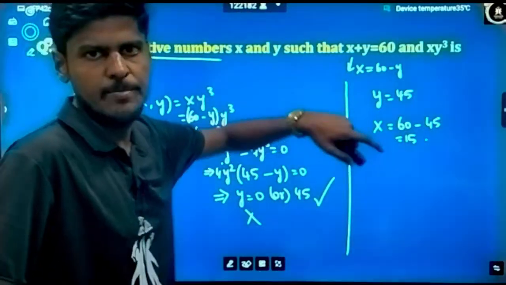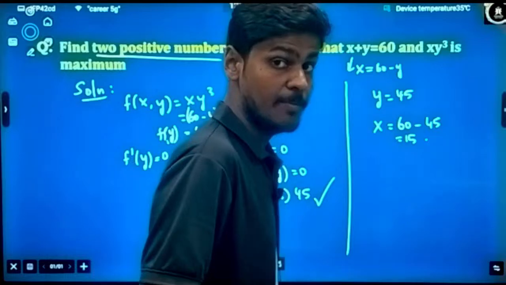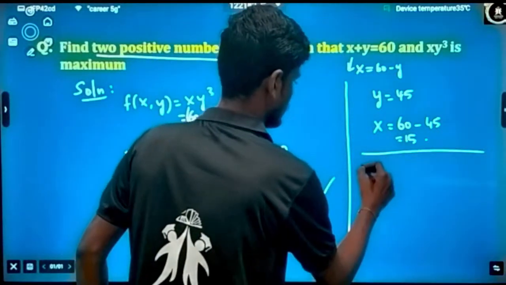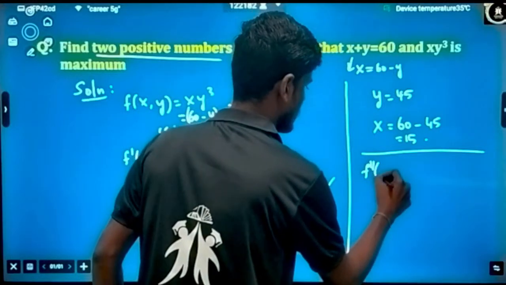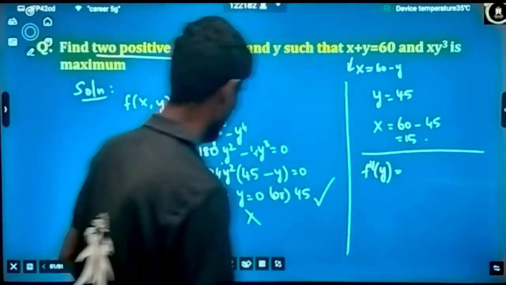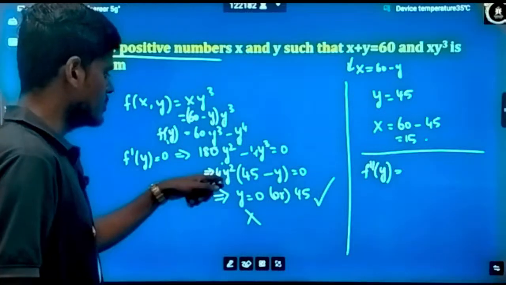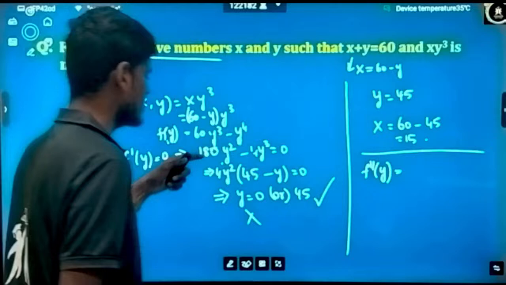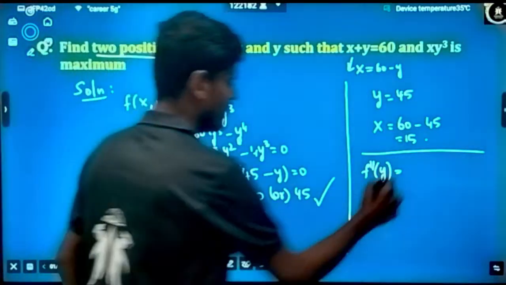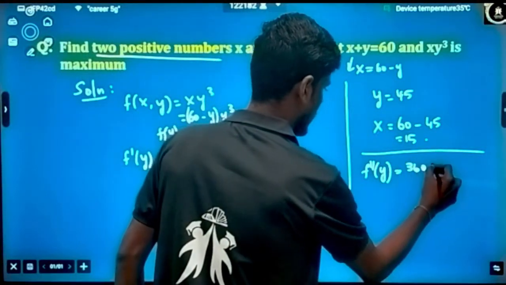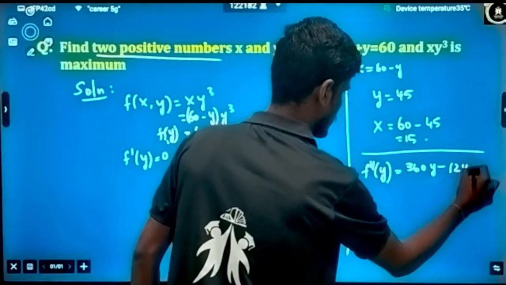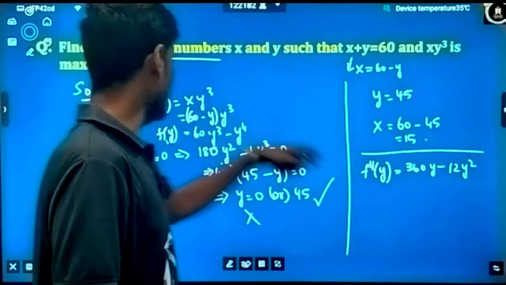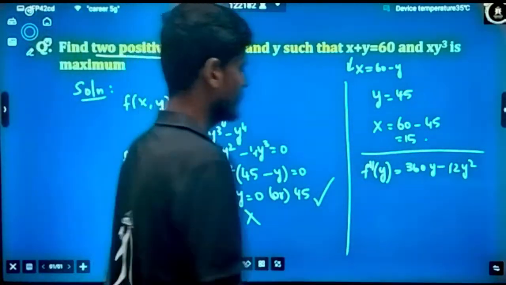Now to check if this is a maximum or minimum value, what condition do we normally apply? Find f double dash. We are differentiating with respect to y, as the function is in terms of y. What is f double dash of y? 360y minus 12y square. And we have to check if this value is negative or not. If it is a negative number, then this product is maximum.